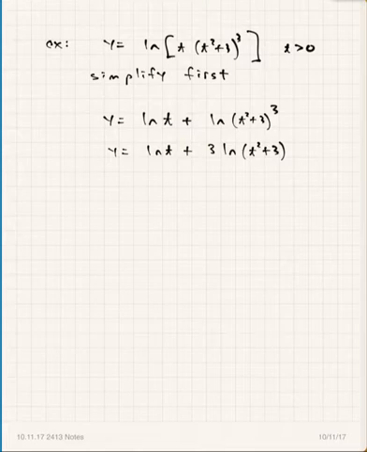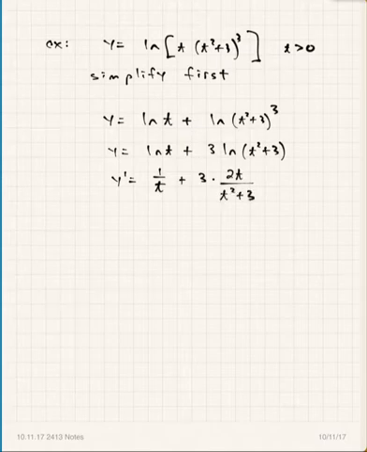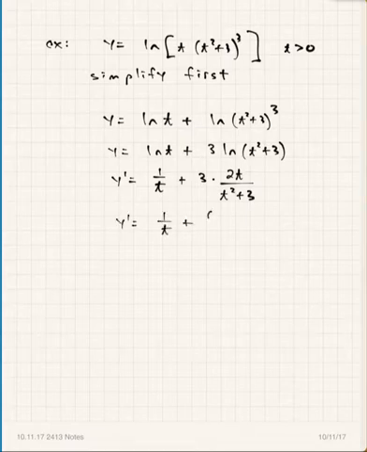And so y prime in our problem would be 1 over t, that's the derivative of the natural log of t, plus 3, that's a constant factor, so it comes down for the ride. And then the derivative of t squared plus 3, that would be my u, is the t squared plus 3. And the derivative would be u prime over u, like that. And so y prime would be 1 over t plus 6t over t squared plus 3.